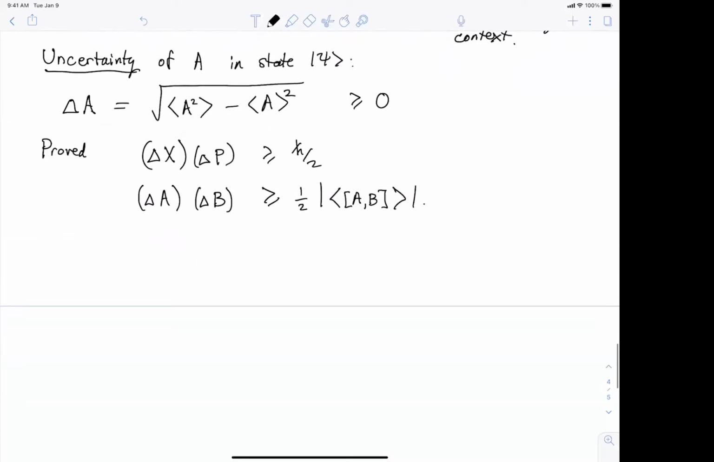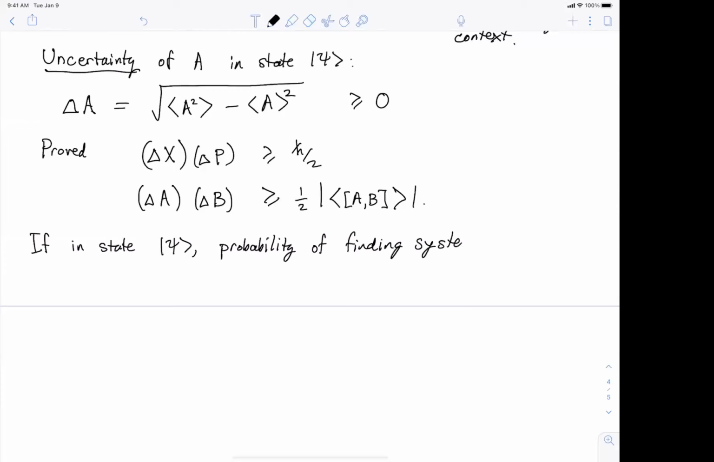Okay, so another question that one might ask, and this really comes about directly from the postulates, is what if you're in a state psi and you want to know the probability of being in a different state? That's a perfectly legitimate question. So if in state psi, the probability of finding the system in a different state, let's call it phi.